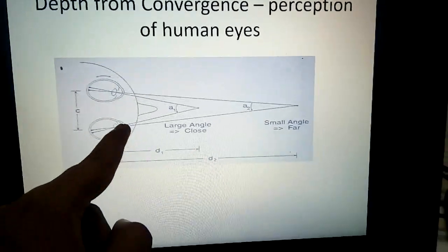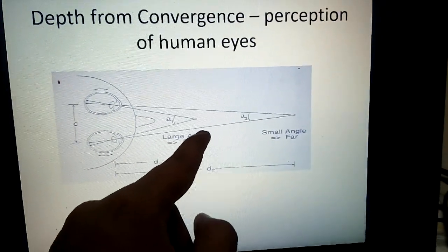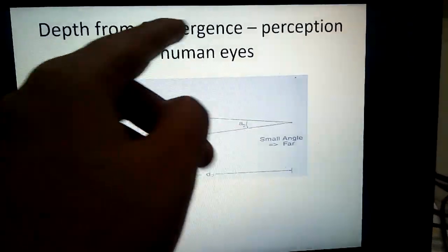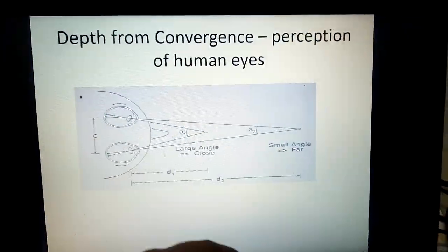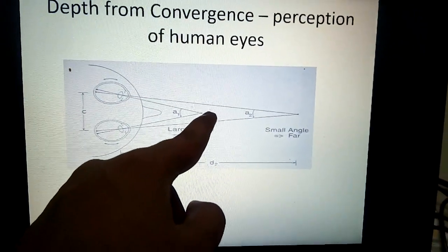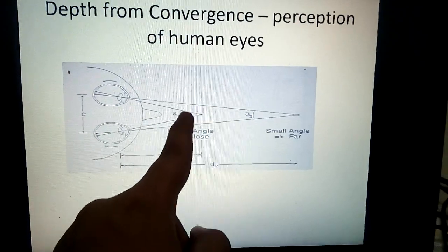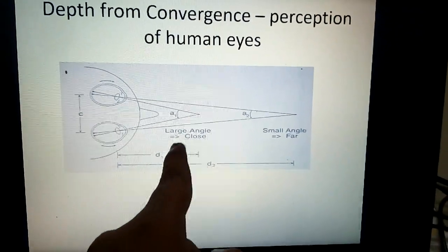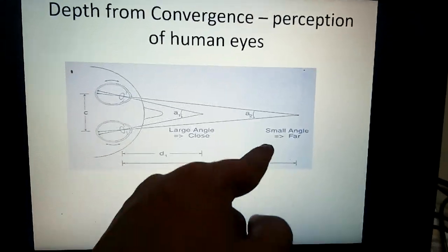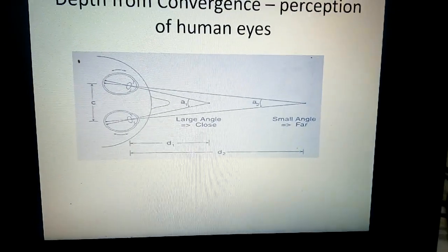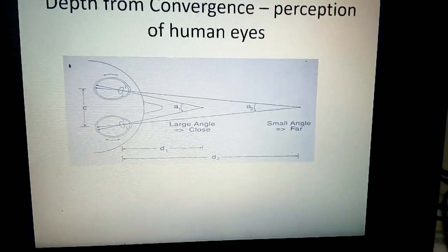So these are the two eyes, and we are generally discussing the perception of human eyes using this slide. When we are focusing on a nearby object, the angle is found to be A1 and D1, as has been given here. Similarly, for a far distant object, when being focused, the angle is A2 and D2.